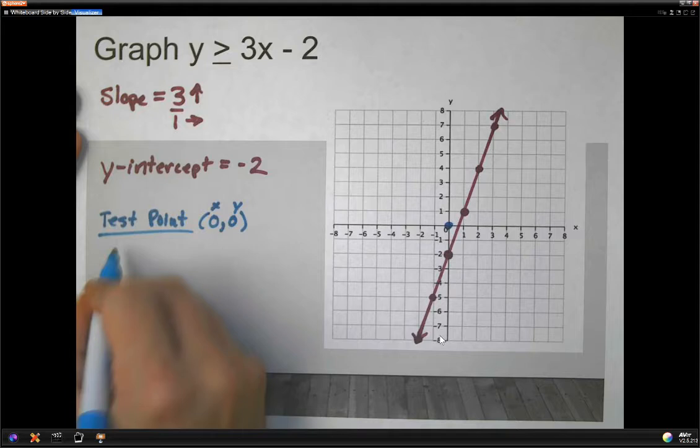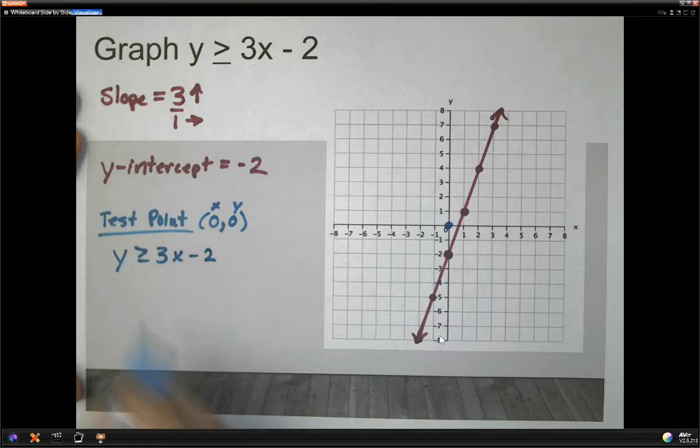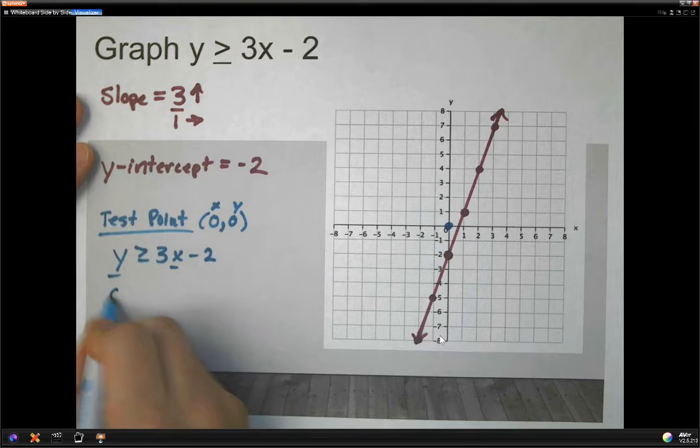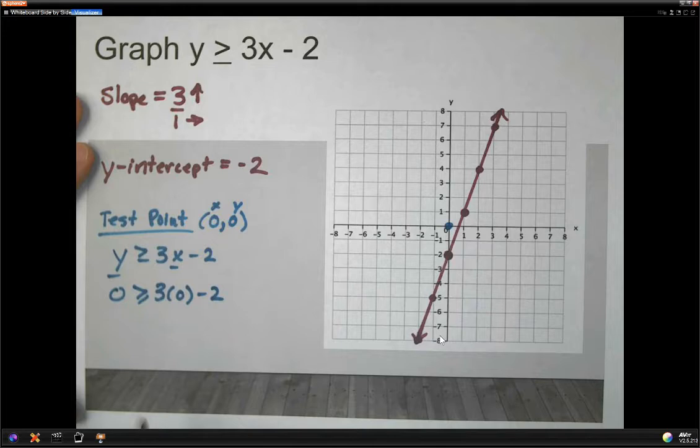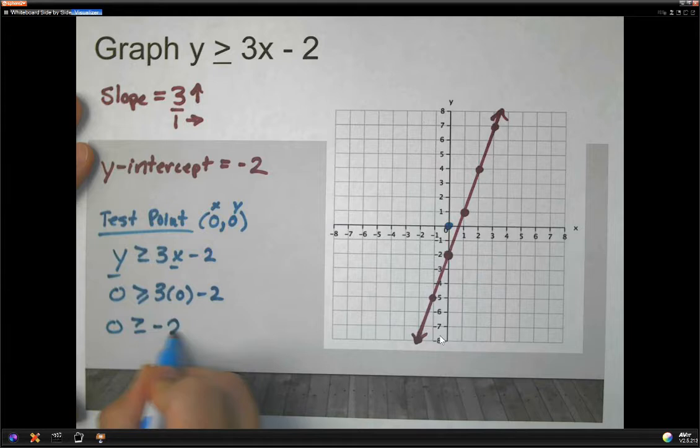So we take y is greater than or equal to 3x minus 2. And as I said, we're going to replace x and y with our point. So I plug in 0. And I simplify. 3 times 0 is 0, and 0 minus 2 is negative 2. And when I get down to the end, I have to determine: is this true or is this false? Did my point make the inequality true or false? It looks like it's true because, yes, 0 is greater than negative 2.